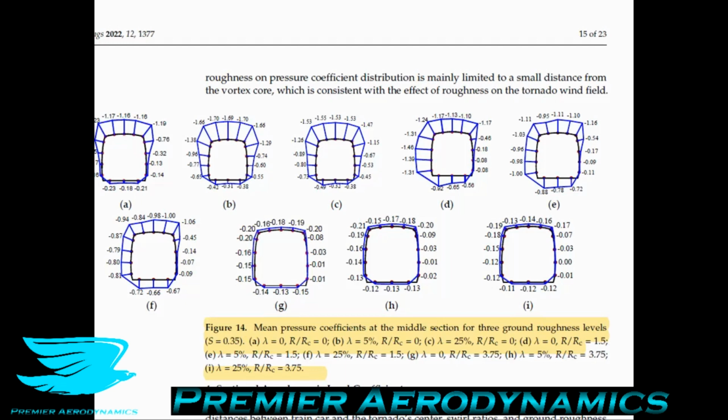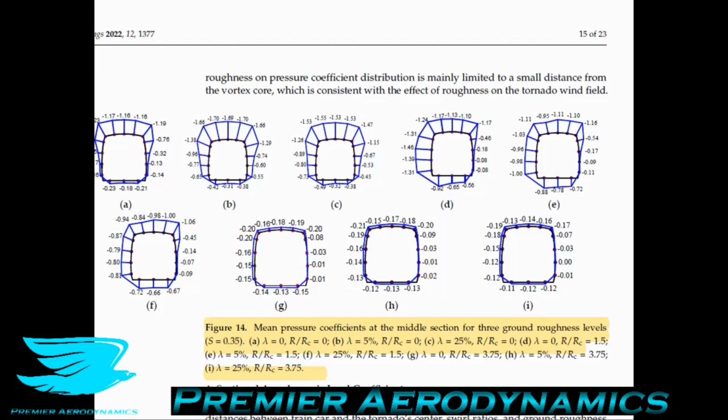So again, we see this local maximum forming. And it seems like tornadoes have a juicy point where you get the maximum forces at certain distances away from the core and at different certain strengths and at certain roughnesses. They say when the ground roughness changed from 0% to 5%, the resultant lift force on the train car increased. Whereas when you increase the ground roughness from 5% to 25%, the lift force dropped a little bit. And they say this effect is similar to the effect of the swirl ratio on the lift force.